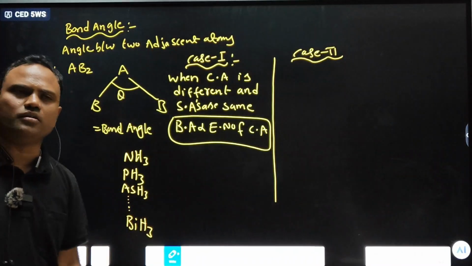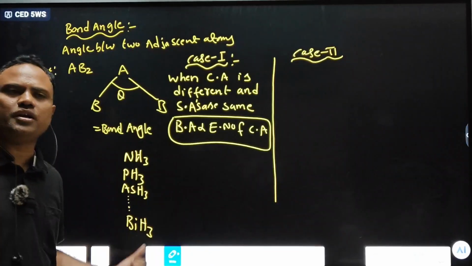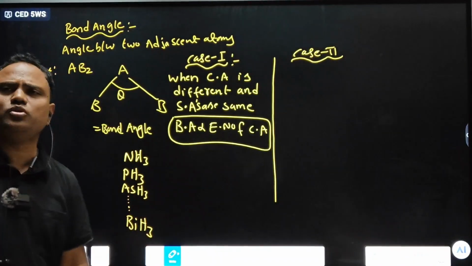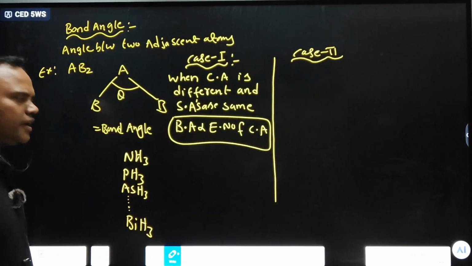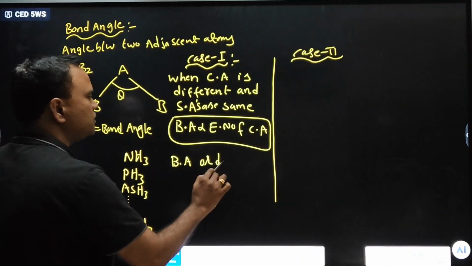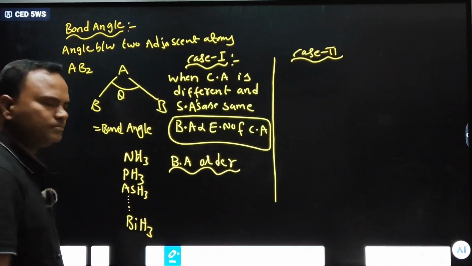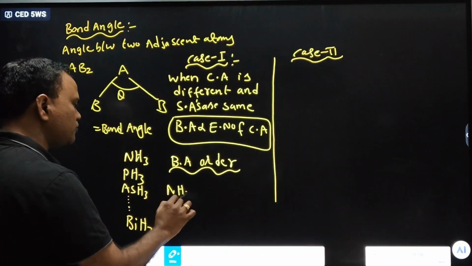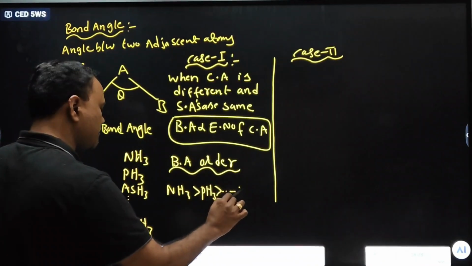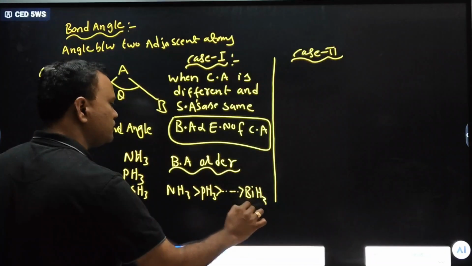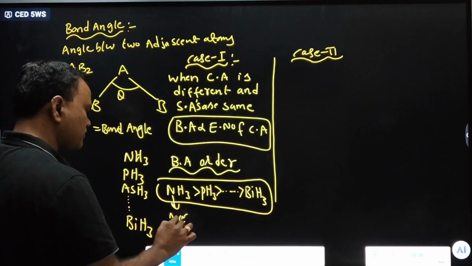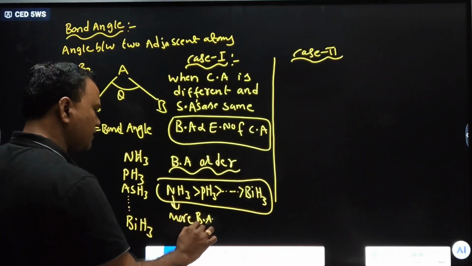Which is more electronegative here, nitrogen or bismuth? Nitrogen. Down the group electronegativity decreases or not? Nitrogen is more electronegative, so it has more bond angle. So what is the bond angle order? NH3 is more than PH3, greater than so on, down to BiH3. NH3 has the most bond angle.